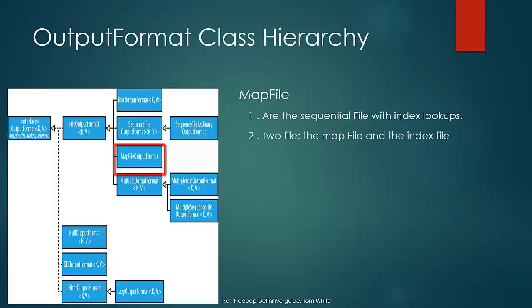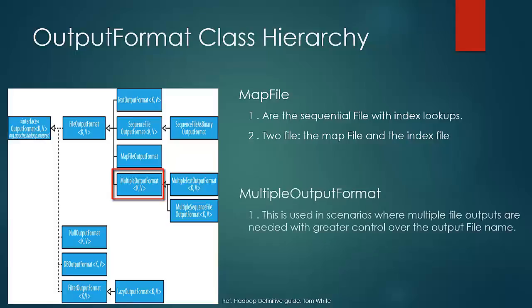MultipleOutputFormat is used in scenarios where multiple outputs are needed. It provides greater control over the output file names. We shall take a look at it and understand it with an example. In case you need detailed documentation for these classes, you can find it on hadoop.apache.org/docs, which would generally be the first site when you search for it on Google.